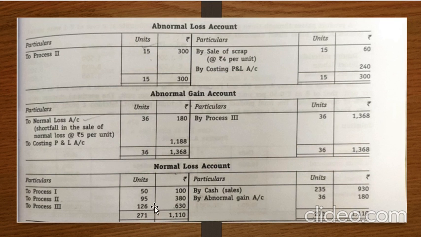Out of this normal loss, you have your abnormal gain. So by abnormal gain, you will be taking your 36. In your abnormal gain account, you're setting off the normal loss. How much are you setting off? 36 units and 180. So out of your total normal loss, you're setting off by abnormal gain account 36 units, and the amount is 180. If you deduct 36 and 180 from 271, you will get the difference of 235 units and 930 rupees. So that will be by cash account.